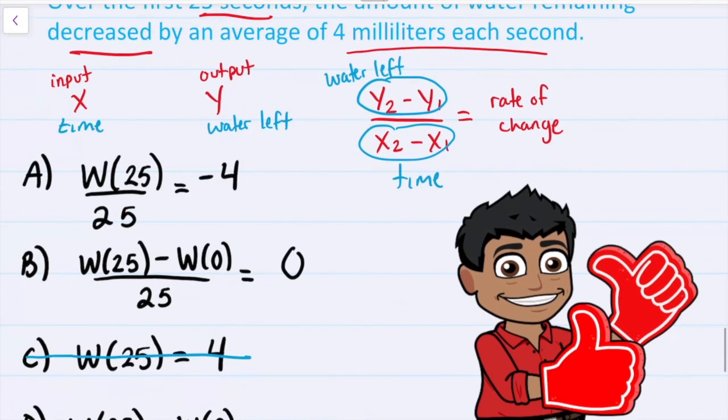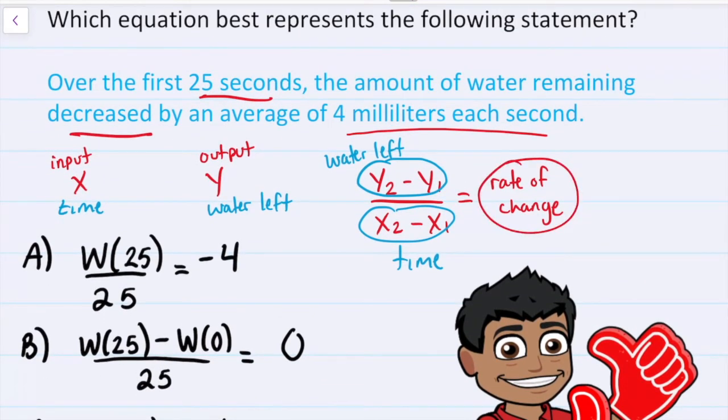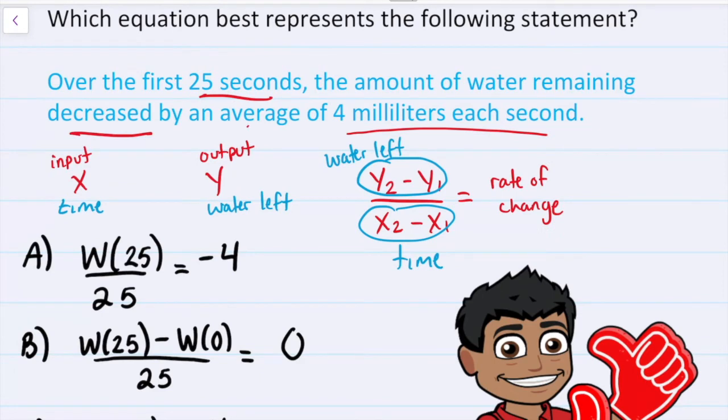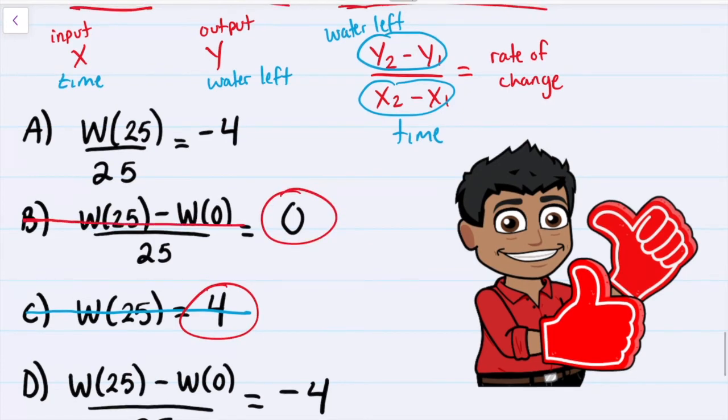And also, another hint you should know: what are we supposed to get here? The rate of change. And what was the rate of change? An average rate of change of 4 milliliters each second. But is that going to be a positive number or negative? If you're talking about the water left in the container, are you losing water or gaining water when you're dropping it? You're actually losing. So another reason, this is supposed to be a negative rate of change. Same here. You're supposed to have a negative slope because you're losing water. So we're between A and D.